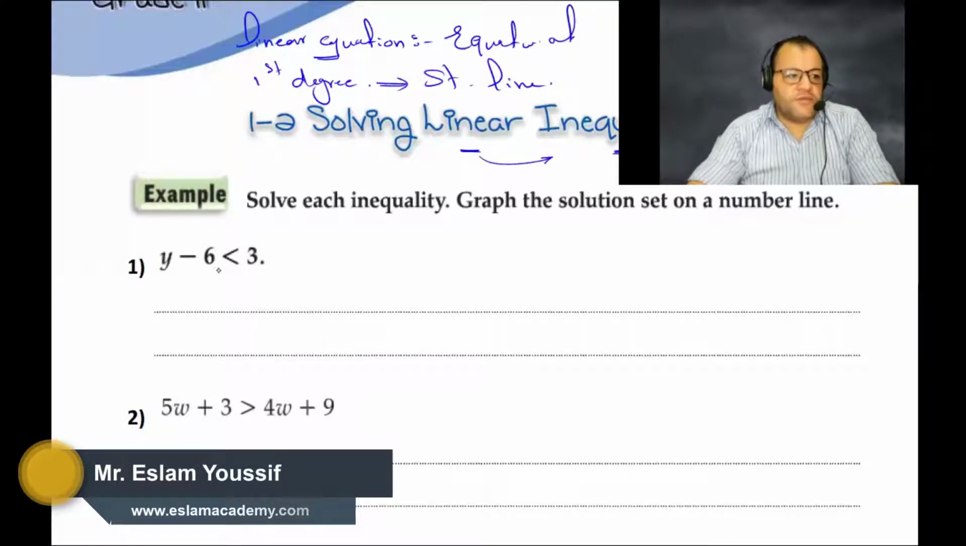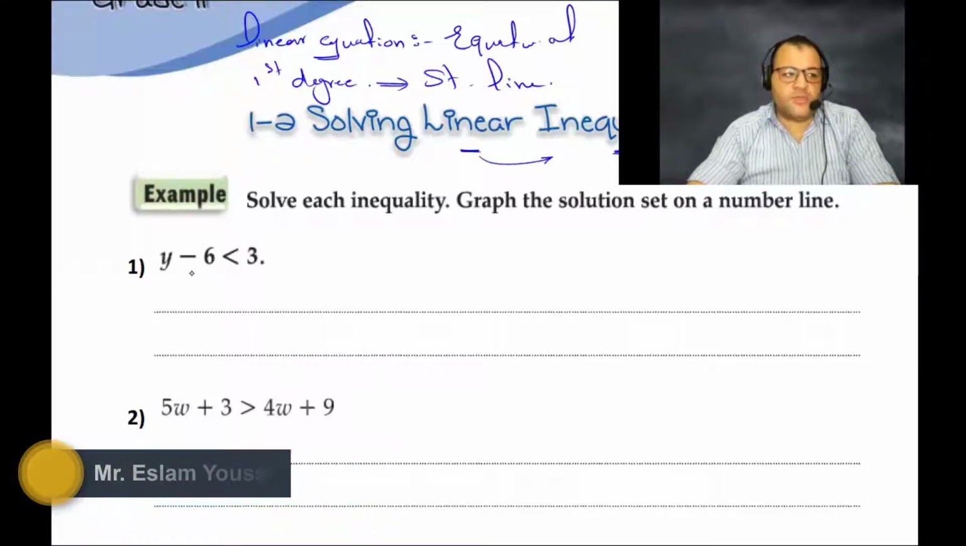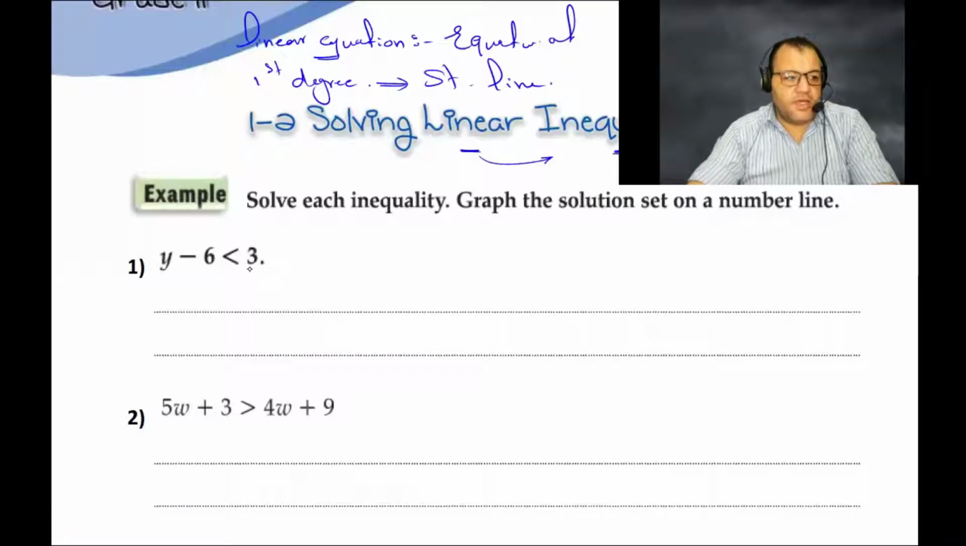So, how can we solve this one? How can we solve y minus 6 is smaller than 3? Y minus 6 equals 3. Sorry? Bilal, I can't hear you. The sound is not clear. Again. Y minus 6 equals 3. No, I need to solve the inequality. That's not correct. Sir, take minus 6 to the other side.